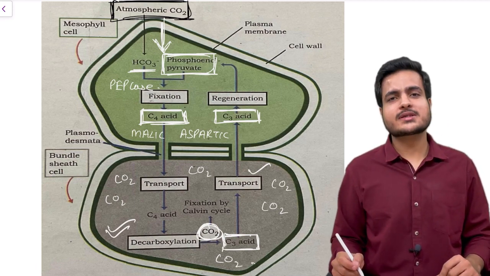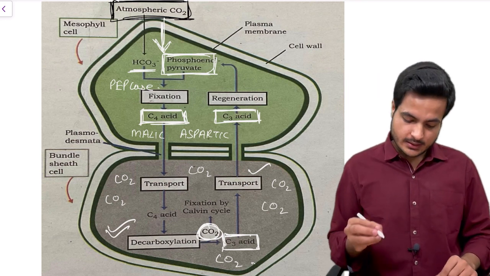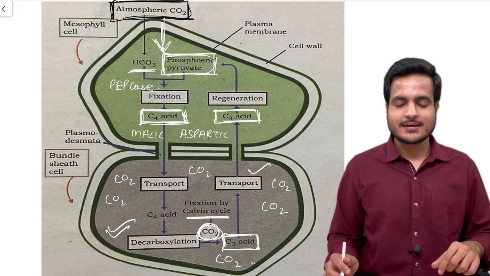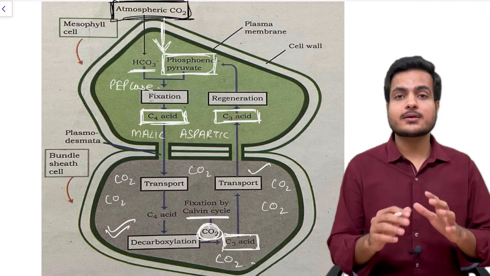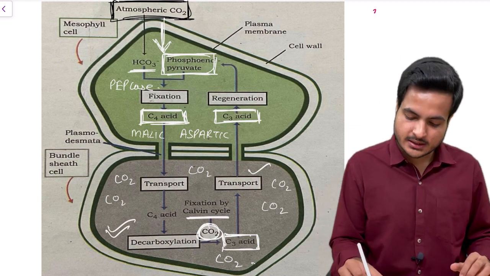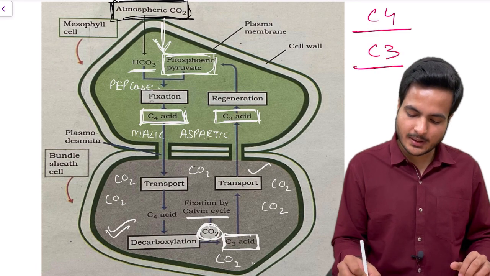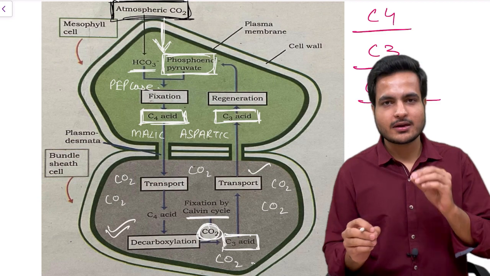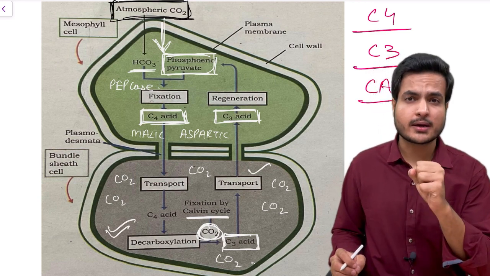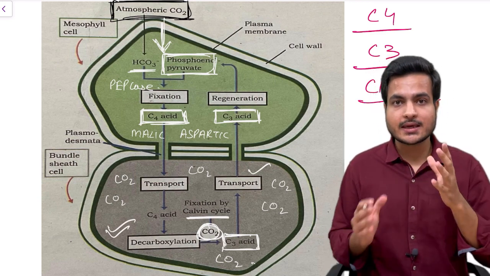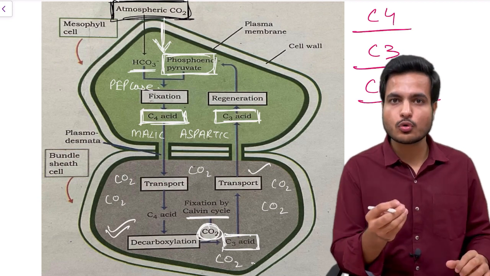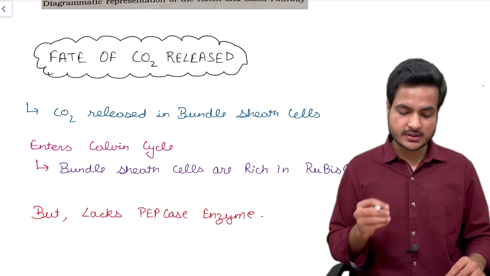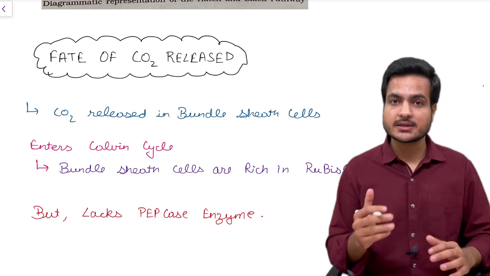Now what will happen to this carbon dioxide? This carbon dioxide will enter a cycle called the Calvin cycle. And friends, the Calvin cycle will occur in all the plants, be it C4 plants or C3 plants or say CAM plants. If it is a plant, then for sure the Calvin cycle will occur, because the Calvin cycle is the key cycle which leads to the formation of glucose in plants. Understood? Now let's discuss what is the fate of this carbon dioxide released inside the bundle sheath cells.